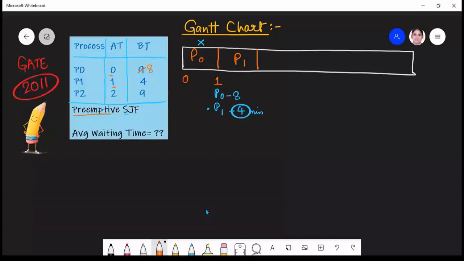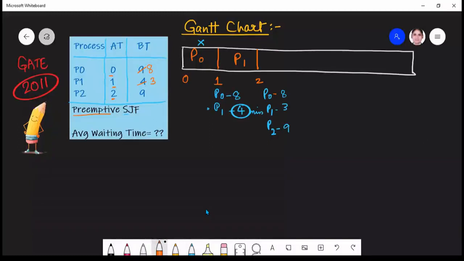Again, it is going to run for only the next 1 millisecond because at the second millisecond, P2 has joined, and we compare the remaining burst times of the different processes in the ready queue. P0 was earlier there, P1 was also there, and now P2 has also joined. Because P1 was in the CPU for 1 millisecond, its remaining time is now 3. Let's write the remaining times: for P0 it is 8, for P1 it is 3, and for P2 it is 9.